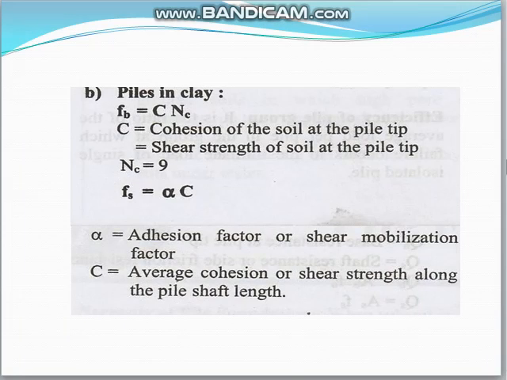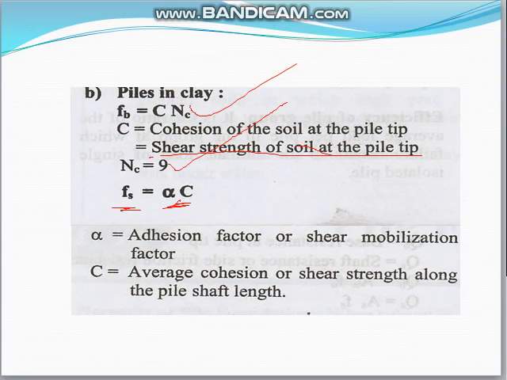Similarly, coming to piles in clay, the cohesive soils, FB is given as C into Nc. I told you that C is the cohesion of the soil at the pile tip, or the shear strength of the soil at the pile tip, and Nc is a bearing capacity factor, whereas Fs is alpha into C. Alpha is the adhesion factor or shear mobilization factor. C is the average cohesion or shear strength along the pile shaft length.